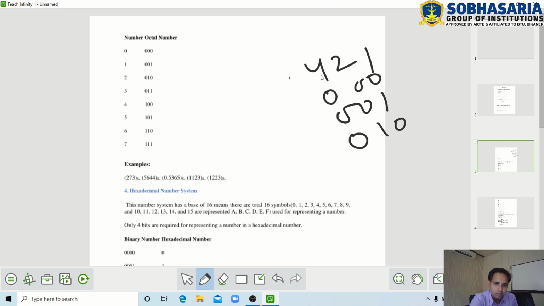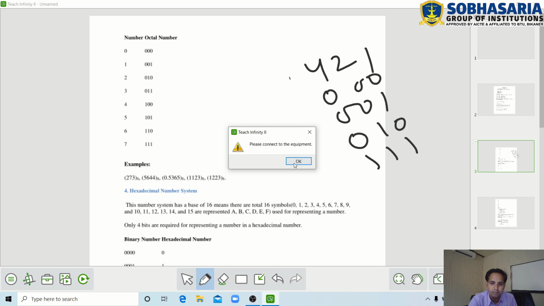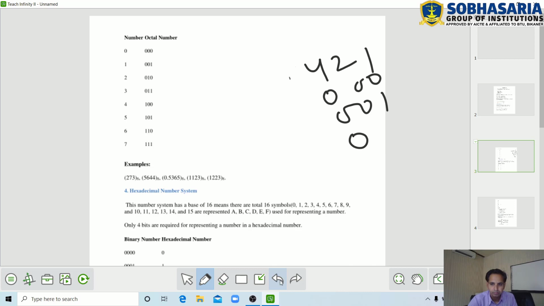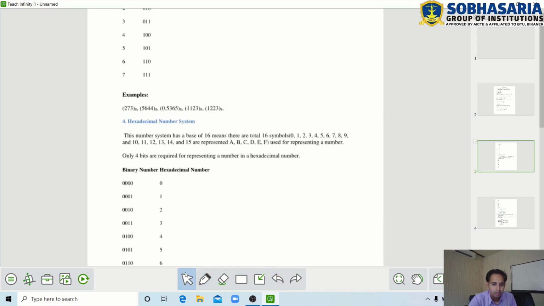So whichever digit is required, that will be on, and on is represented by 1. Similarly, when we represent 7, all the digits are on, 1, 1, 1, and the sum of all digits, 4 plus 2 plus 1, is 7. Here we represent an octal number with the help of base 8.